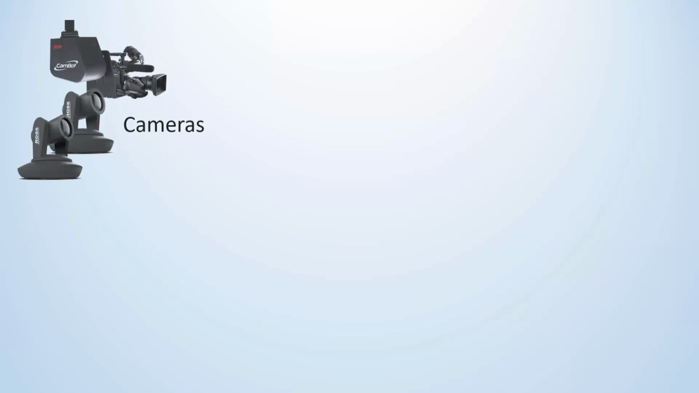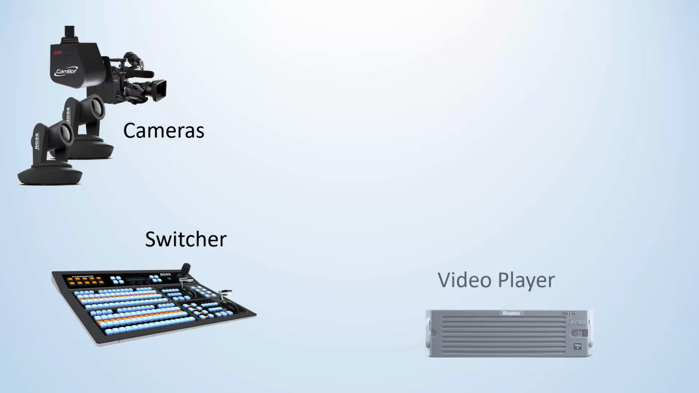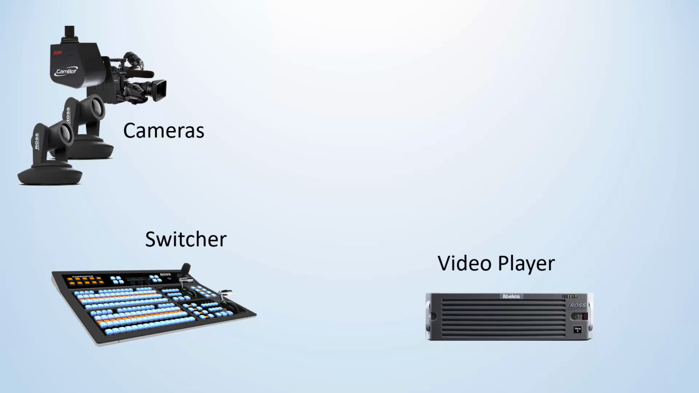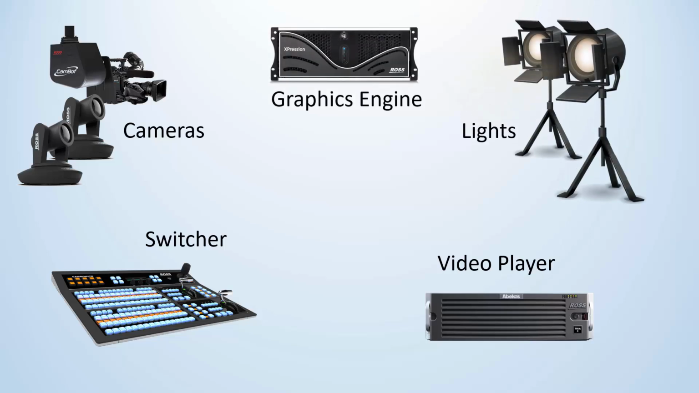Most video production facilities have a lot of equipment that you have to control. For example, you could have cameras. You could have a switcher which is being fed videos from all the cameras and deciding which is on air. You might have a video player feeding into that same switcher to play pre-recorded content. You might have lights. You might have a graphics engine like Expression to overlay graphics over top of what's on air. And you might have other equipment as well.